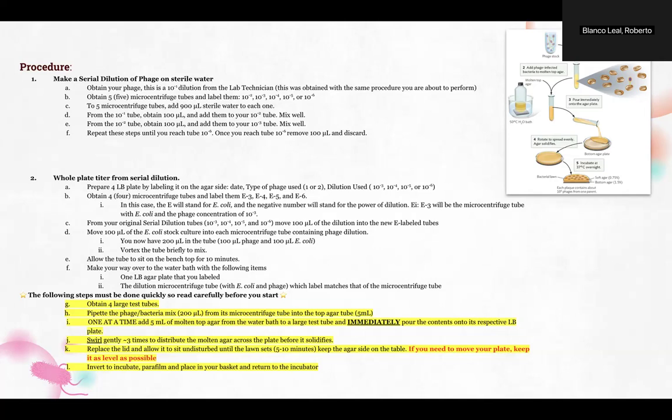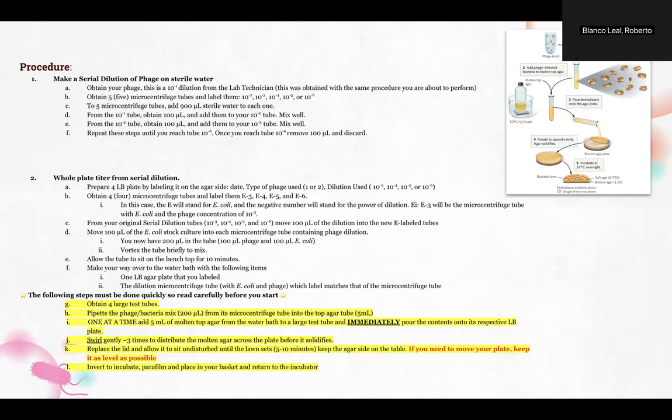Prepare a full LB plate by labeling the agar side with the date, type of phage, and dilution set. Obtain 4 tubes and label them E3, E4, E5, and E6. In this case, the E stands for E. coli and the negative number stands for the power of dilution. For example, E3 will be microcentrifuge tube 2 with E. coli and the phage at a concentration of 10 to -3. So it wasn't that bad.